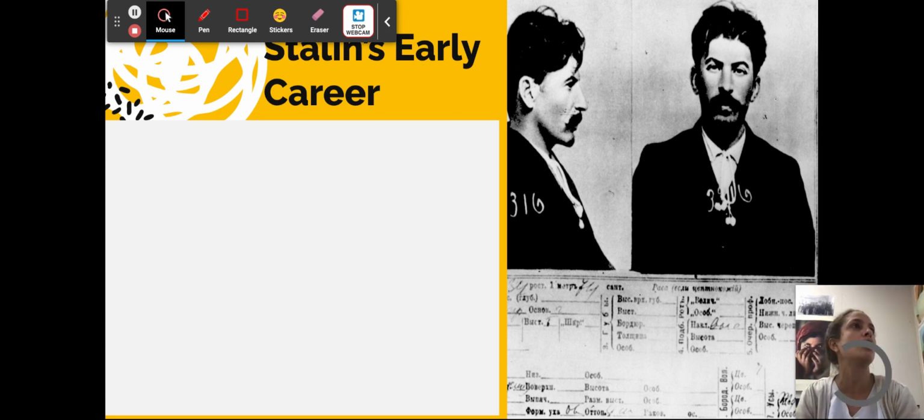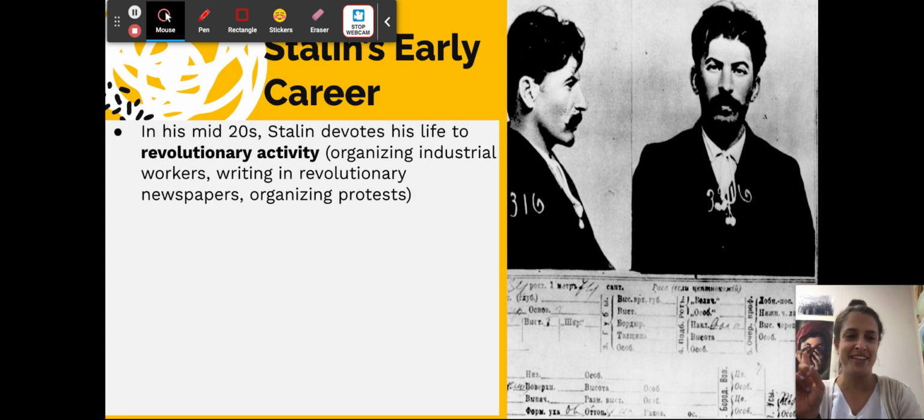Yep, this is when he was in prison. So, in the mid-1920s, in his mid-20s, Stalin starts to devote his life to revolutionary activities.